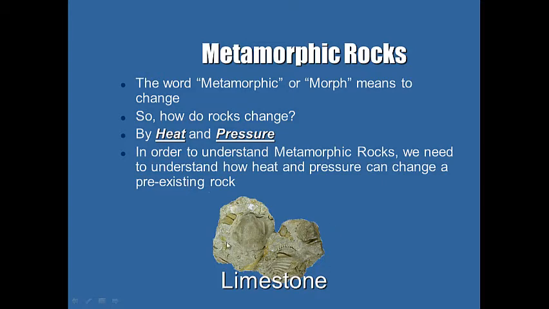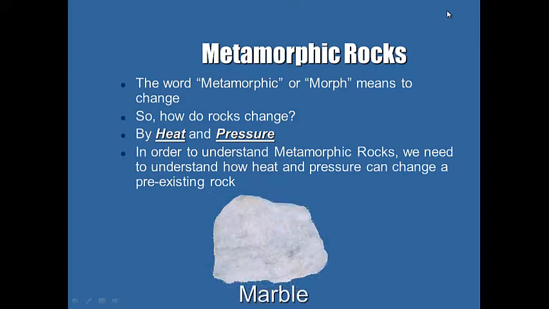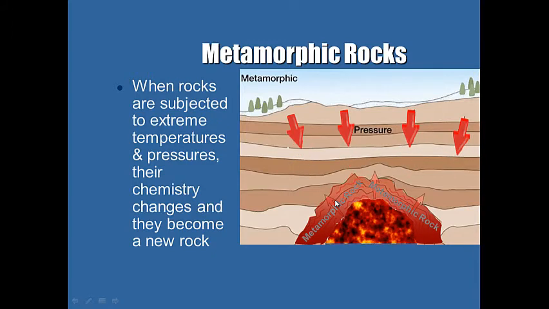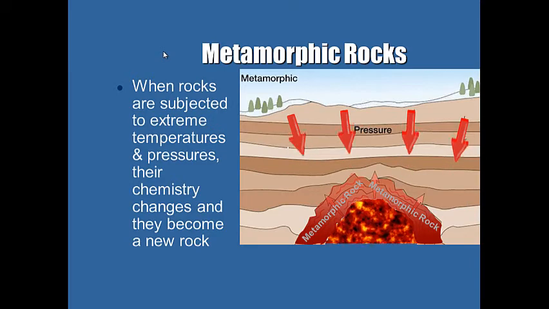In order for us to understand metamorphic rocks, we need to understand how heat and pressure can change a pre-existing rock. So here's limestone. Remember, it's an organic sedimentary rock. Well, what if we add heat to it? It gets really hot. We make a rock called marble. And marble's a rock that's on the bottom of your trophies. Okay? So there's marble, a metamorphic rock. So when rocks are subjected to tremendous amounts of heat and pressure, okay, they change. They become new rock. They become metamorphic rock. Okay? It's kind of like if you keep stacking books on top of your hand. Well, eventually that pressure is going to build up and your hand will become smushed.